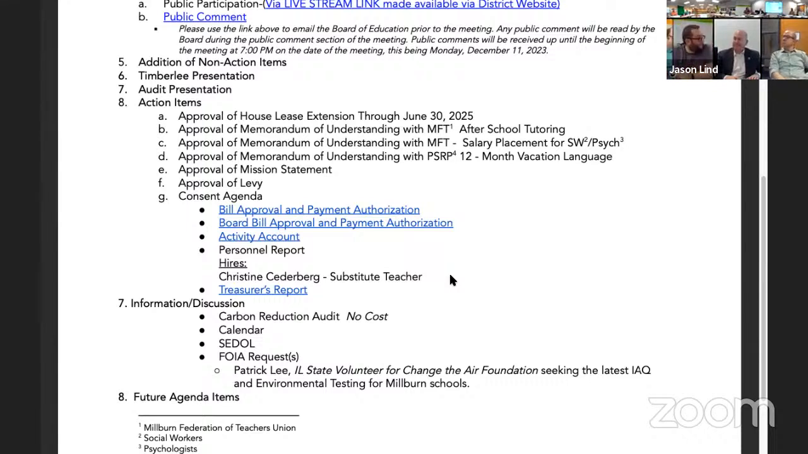FOIA requests. Okay, we had one FOIA request that we had to post this time, seeking the environmental testing for Melbourne schools, so we provided them the environmental testing for Melbourne schools, what we had. Upcoming agendas: calendar approval, of course, activity fees coming up in January, registration fees. All that will be on the agenda for January, February, and much more, I'm sure.